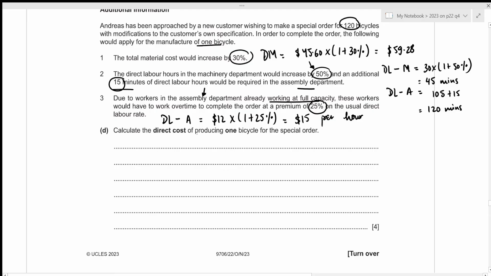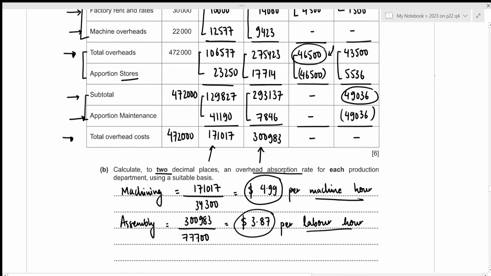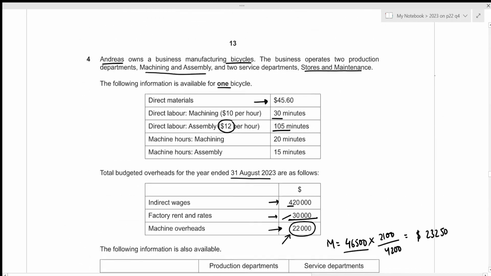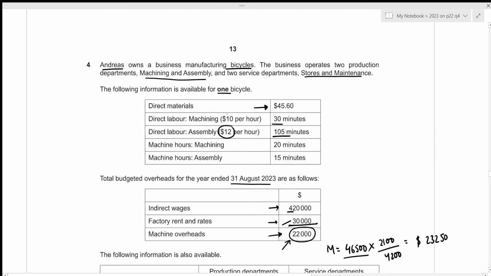Now for the fourth part, we need to calculate the direct cost of producing one bicycle for this special order. We can start with our direct material. We already figured it out to be 59.28. Then we can add the direct labor. And for direct labor, we have to consider two different departments. So the first one would be our machining department. For machining department, we know that we need 45 minutes for one product. And the rate for machining department was given to be 10 per hour.